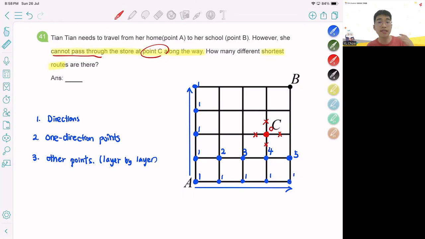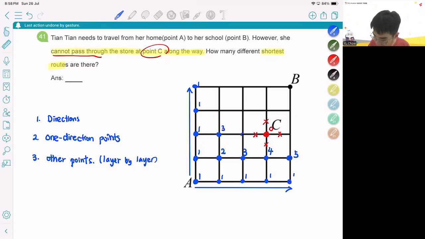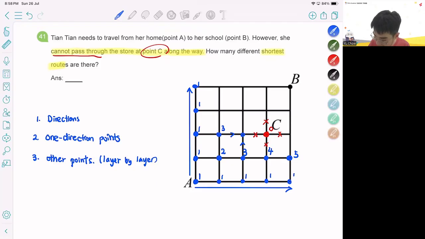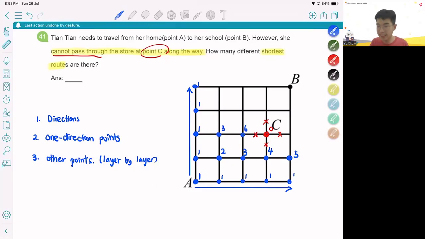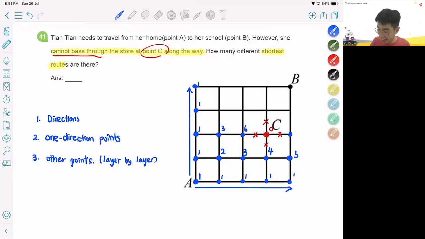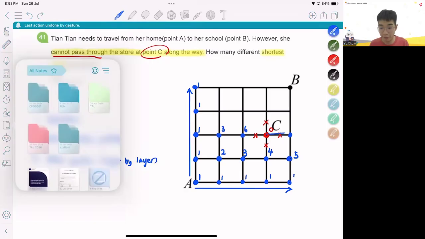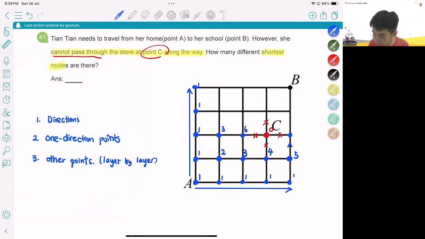Now let's label the other points. To reach this one, 1 plus 2 is 3. To reach here, 3 plus 3 is 6. Now to reach here, 0. To reach here, I cannot come from C. I can't even reach C at the start, which means I can only come from the bottom. So there are 5 ways to reach here.